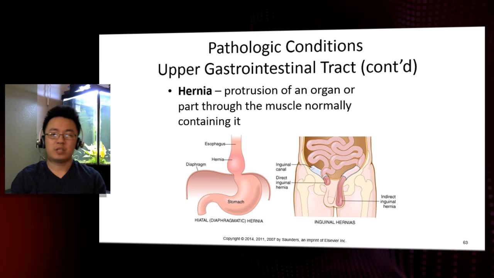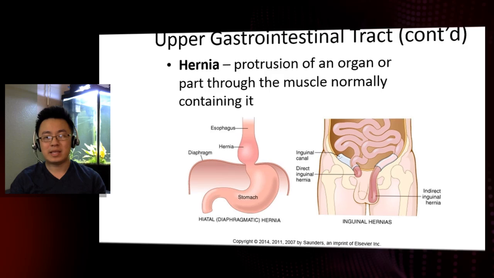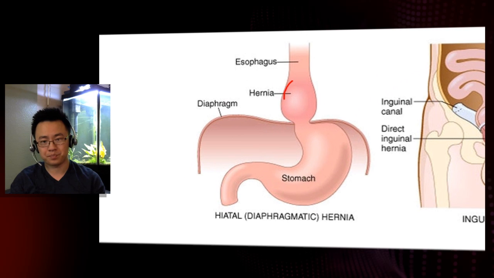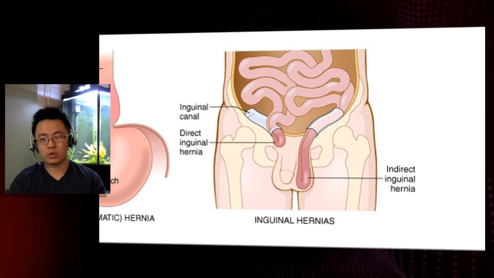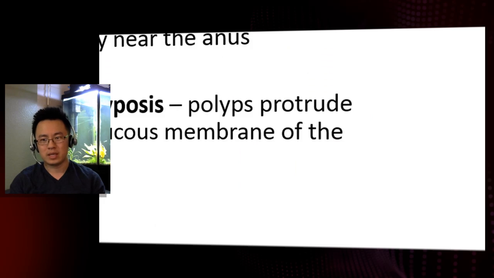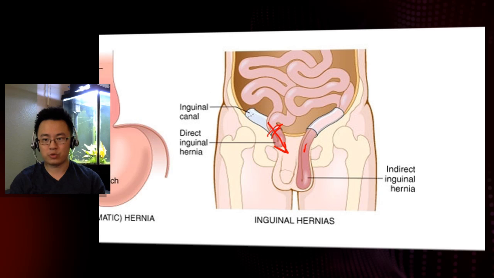A hernia is a protrusion of an organ or part of it through a muscle that normally contains it. You can see here we have an esophageal hernia, where part of the esophageal wall is protruding outward. We can also have another kind of hernia, an indirect inguinal hernia, where there's a rupture in the abdominal membrane, and parts of the intestine start to protrude outward.